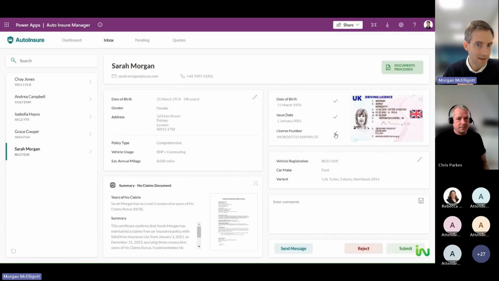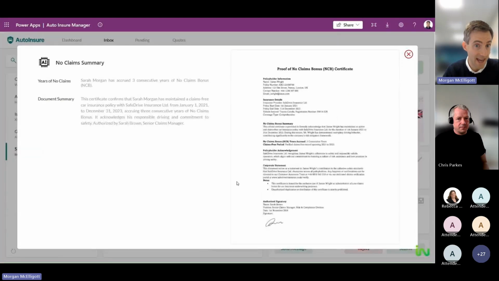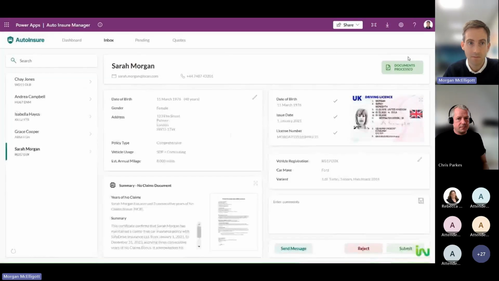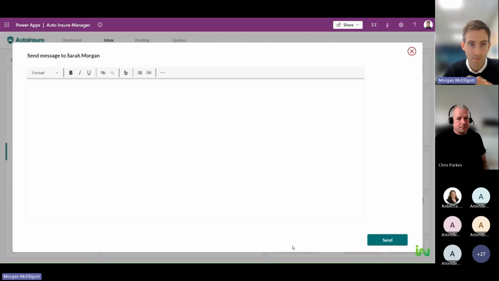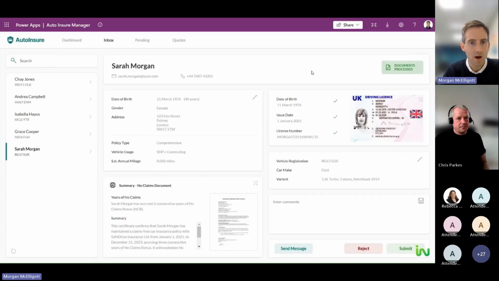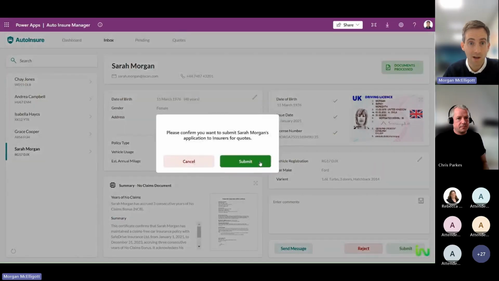So after we've accepted the license, you can see that the form updates automatically. It's now all green tick marks. The no claims discount is shown here. It has AI included, so we can summarize the document for you. Quite a simple plugin that we built at the moment, but you can do further AI plugins if you want, and you can also email the customer directly in the portal if you want.